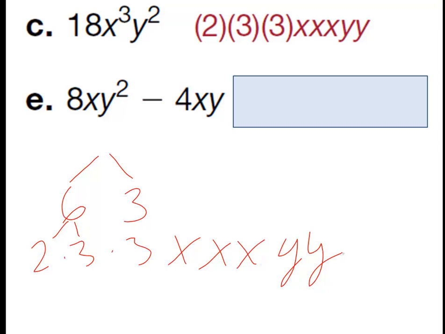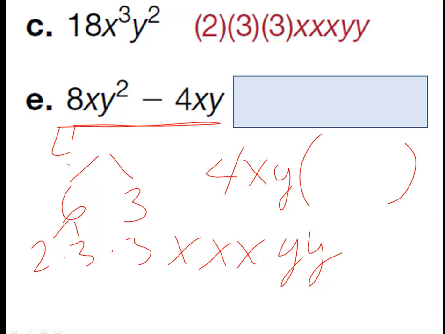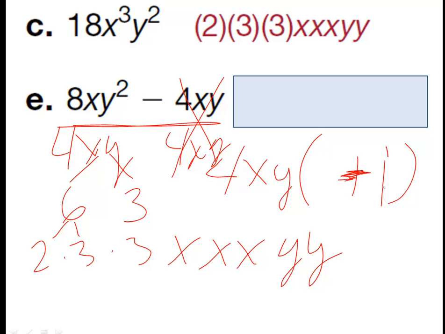How about E? Were you able to do E? Go ahead and pause it and do it now. All right, I can see, looking at these two here, that I can pull a 4 out of each one of those. And I can also pull out an x and a y. So I put a 4xy under that one and a 4xy under that one. I can see automatically that's going to turn into a 1. And oops, minus, not a plus, it's a minus 1.